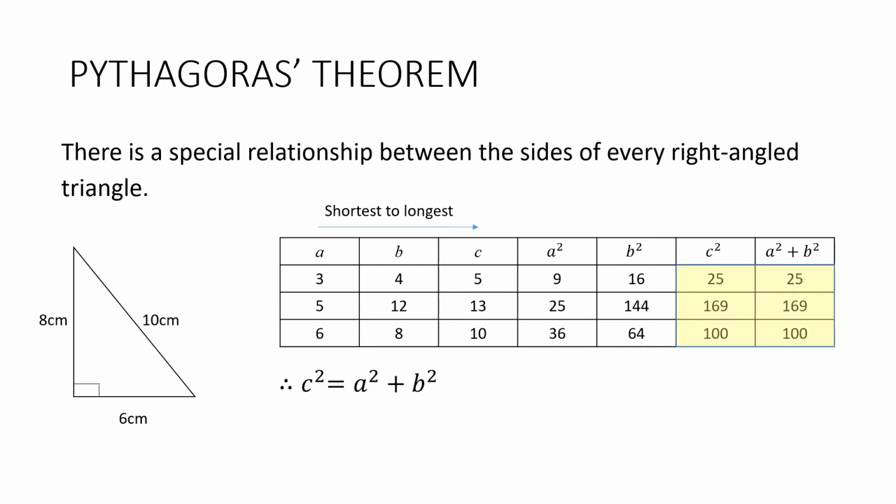You may even have seen C squared equals A squared plus B squared written as Pythagoras' theorem. But what it really means is this. The square of the hypotenuse is equal to the sum of the squares of the two shortest sides.